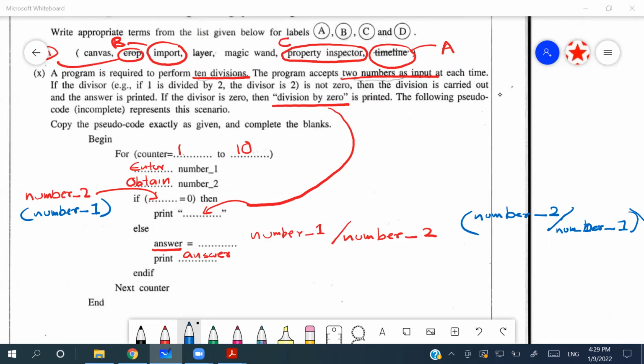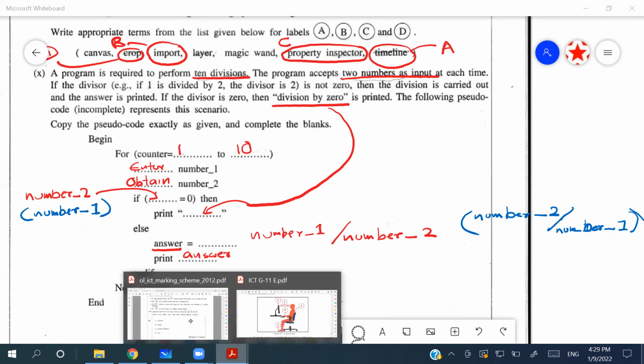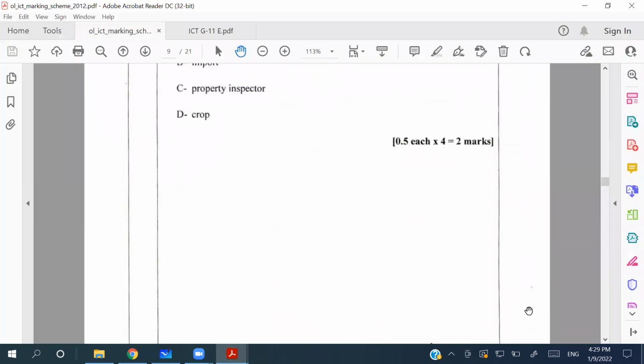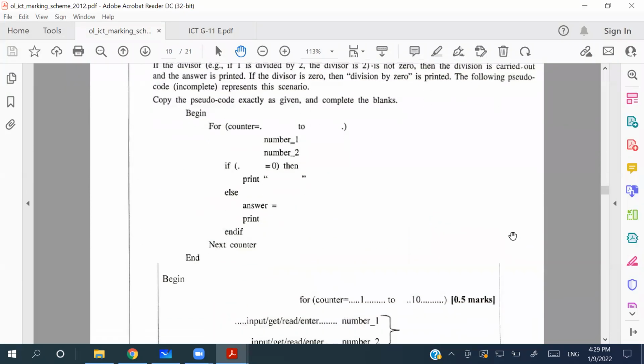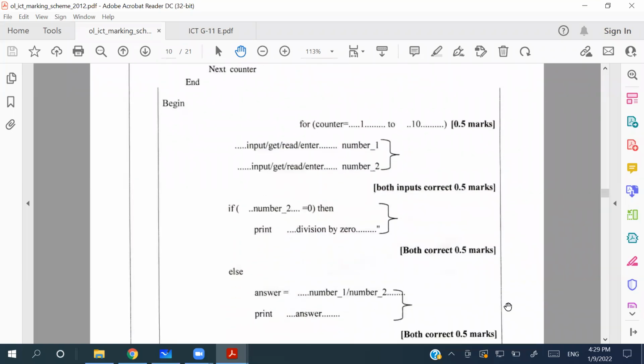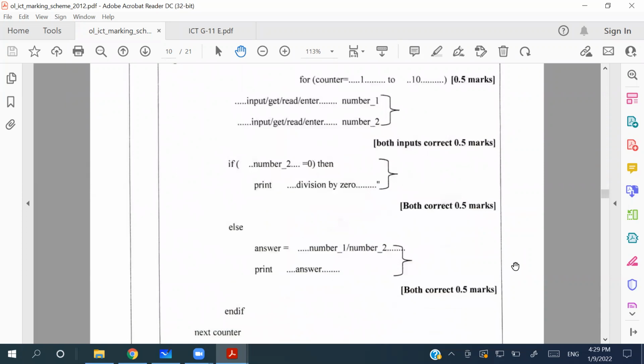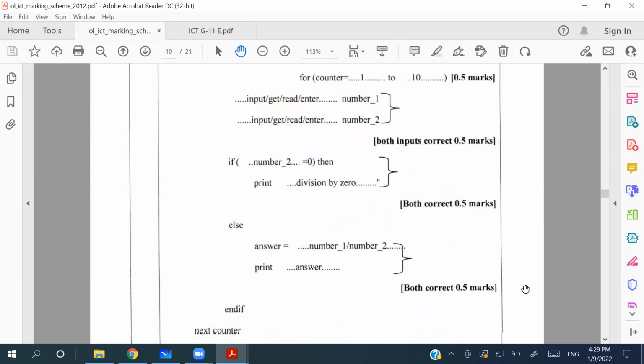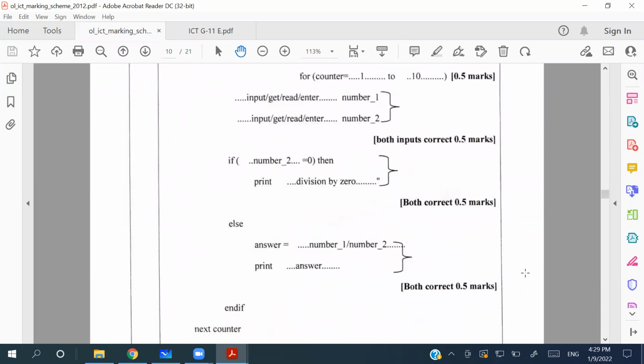Right. Okay. So I'll go through the marking scheme as well. So here we go. They have taken count 1 to 10. As I told you, it can be any two numbers which have a difference of 9.